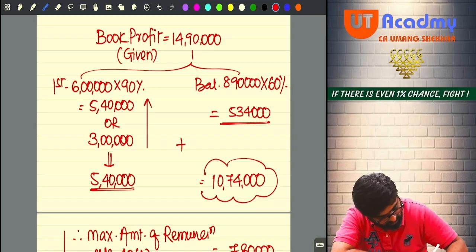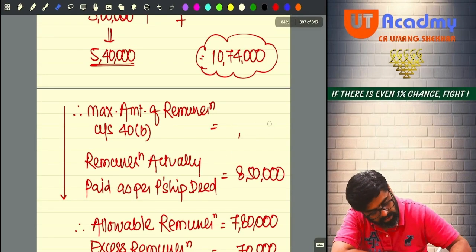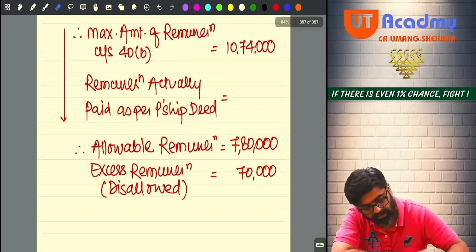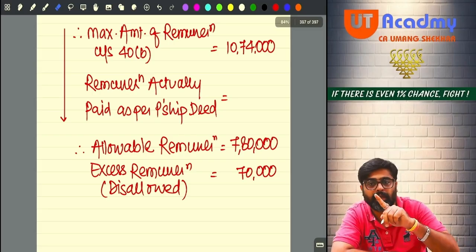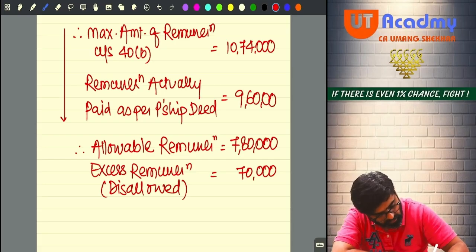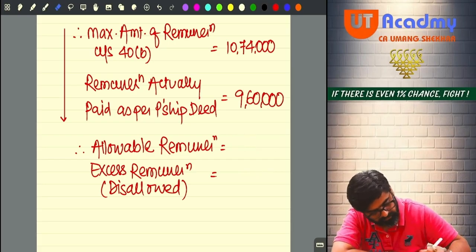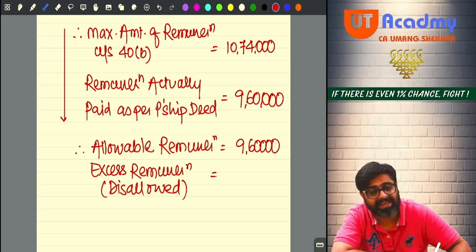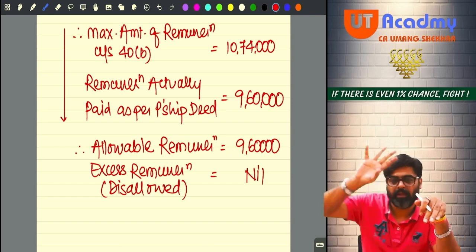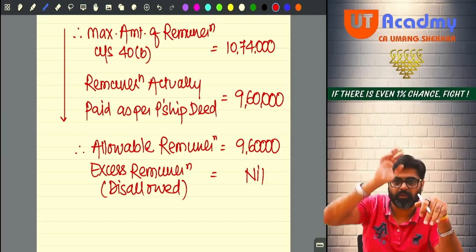Can I say this is the maximum amount of remuneration which you can claim? So here I will write 10 lakh 74,000. Okay. Now, how much actual remuneration have you paid to the partners? 40,000 into 2 into 12 is 9 lakh 60,000. Now tell me, whichever is lower is 9 lakh 60. Is there any remuneration which will be disallowed? The answer is no. Because the entire remuneration you are paying is within the limit of 10,74,000, fully allowed.